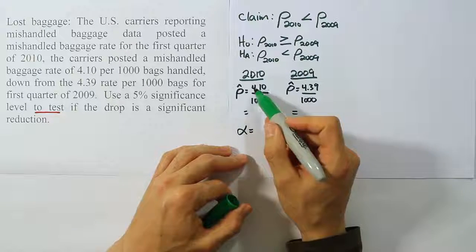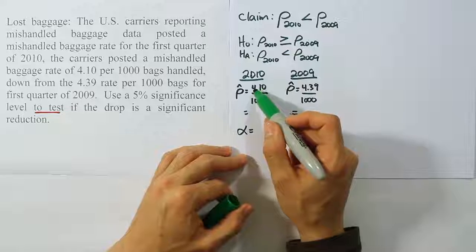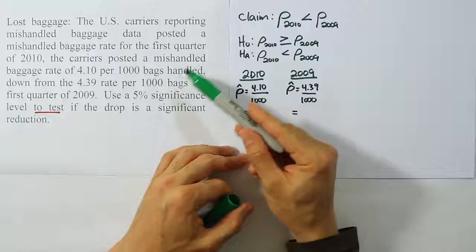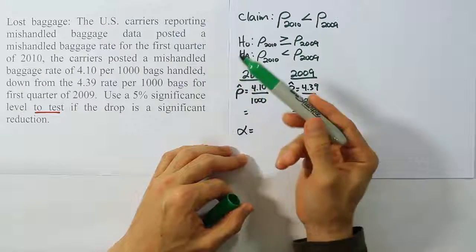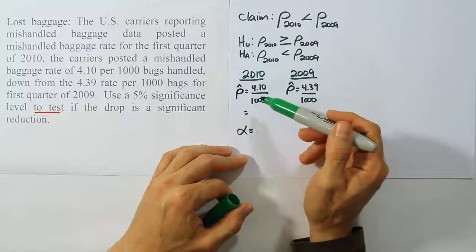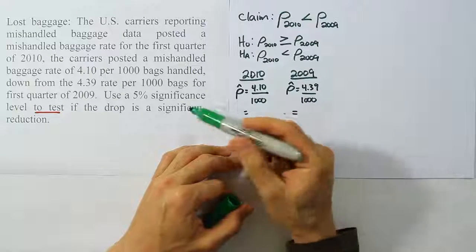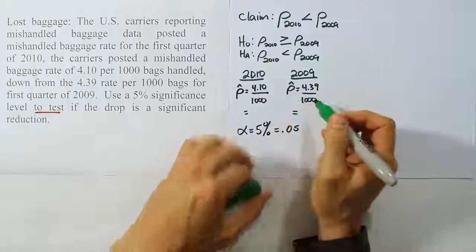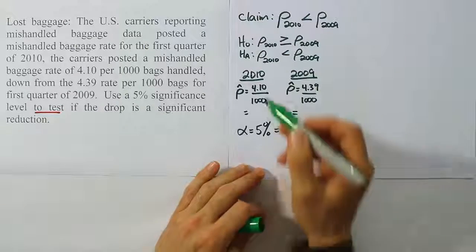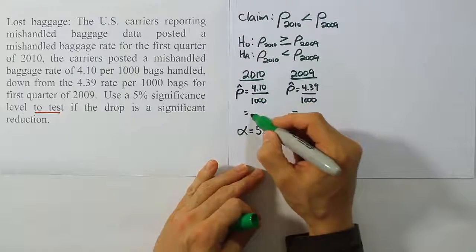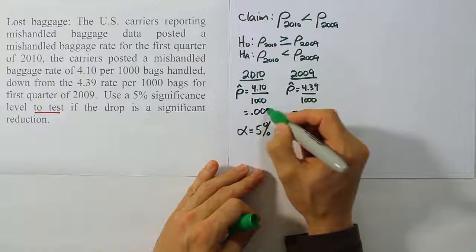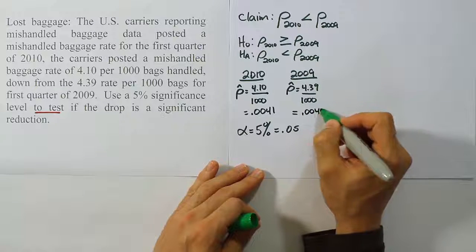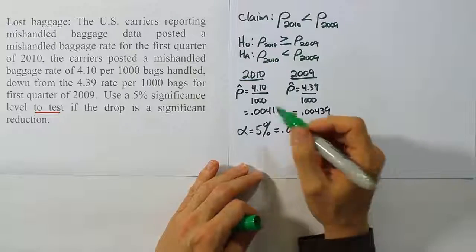But of course, this can't be an X, because X would have to be an integer. It can't be something like 4.10. And the N here, of course, for these baggage handlers, the airlines handle a lot more than 1,000 bags in a year, right? So the 5% significance level here can be written as 0.05. Okay, so let's get these numbers. If you're dividing by 1,000, all you have to do is move the decimal place over 3 places. So you're going to end up with 0.00 then 4, 1. And then this other one will be 0.00439. So those are the p-hats for the 2 different years.